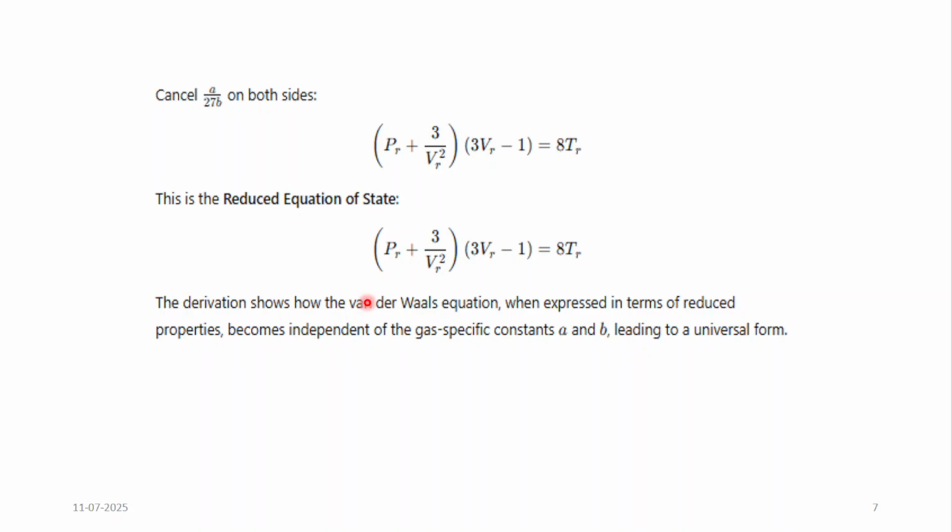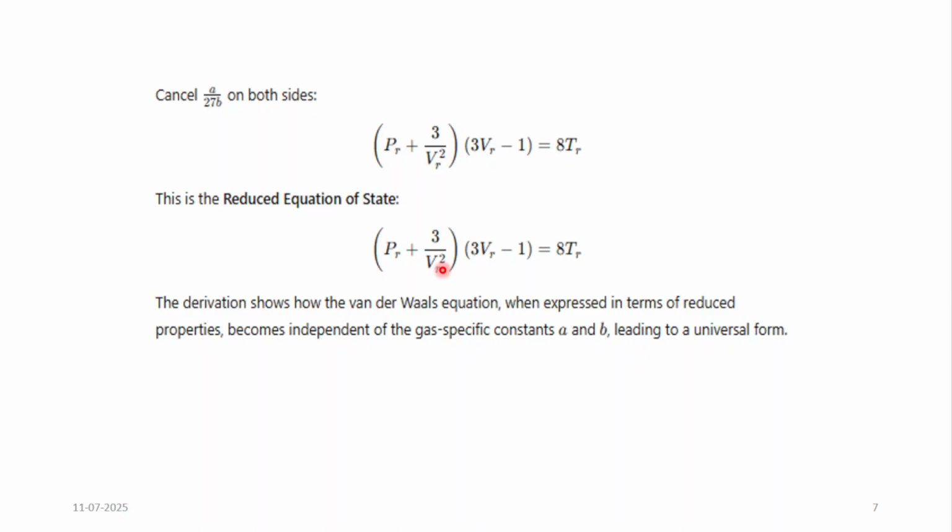Now you can see this equation is independent of the van der Waals constants A and B. This equation just depends on PR, VR and TR, that is, the reduced constants. So if they are independent of A and B, what does that mean? The pressure correction and volume correction are not considered.